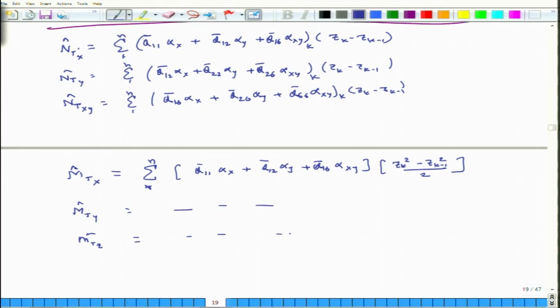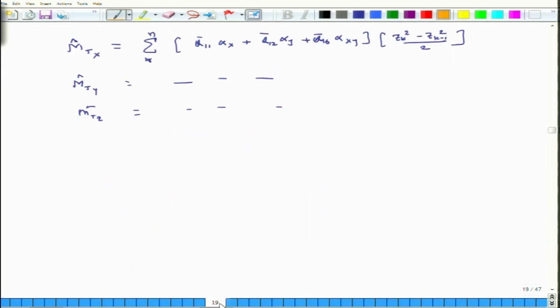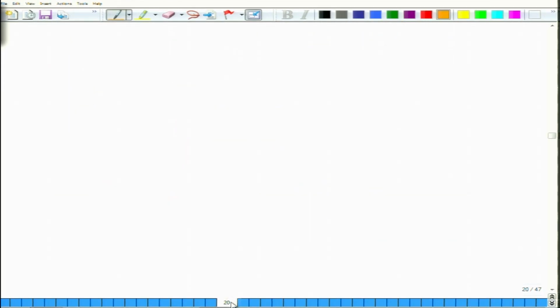So, this is the second change, that the relations between N, M and the ABD matrices get modified by the presence of these terms. Okay. Then the next one is equilibrium equations.